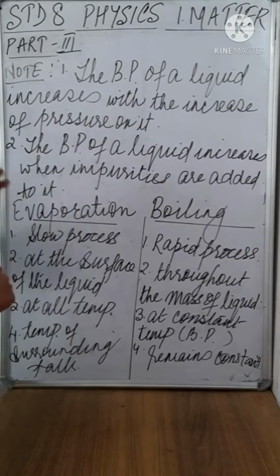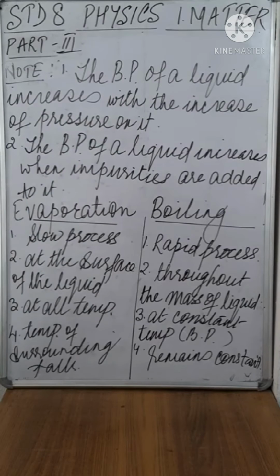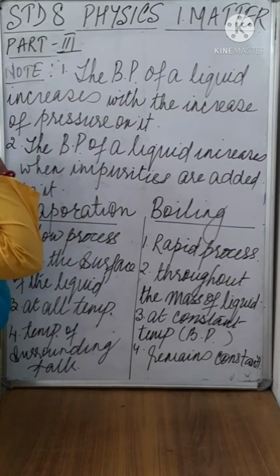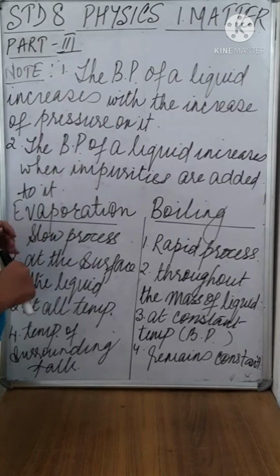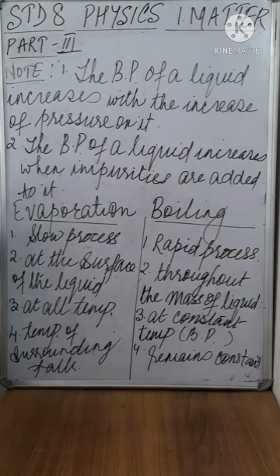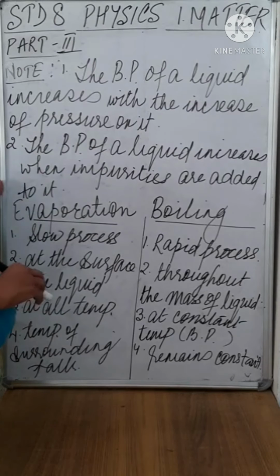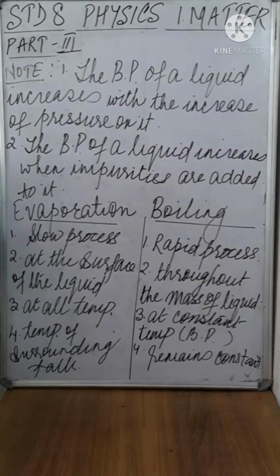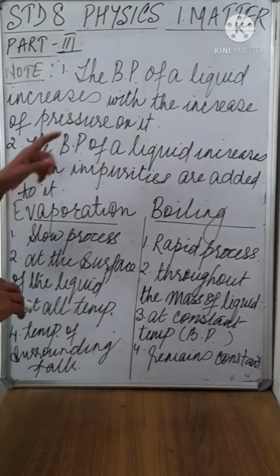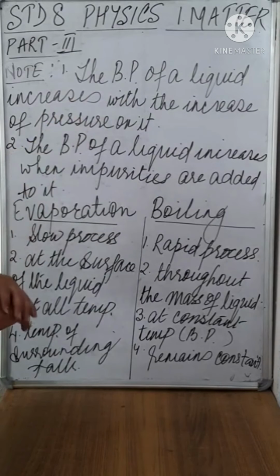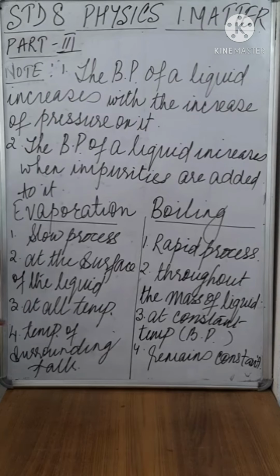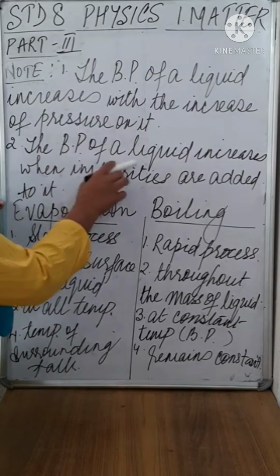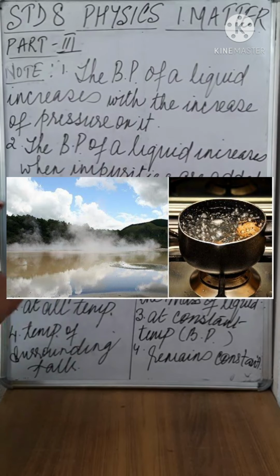This is the reason why it is difficult to cook food on mountains where the pressure is very low, whereas the food gets cooked faster in a pressure cooker where the pressure is increased. Where the pressure is increased, the boiling point of the liquid increases, and hence food gets cooked faster when we use a pressure cooker. Second point, the boiling point of a liquid increases when impurities are added to it.